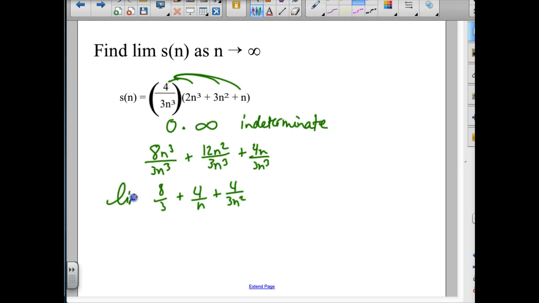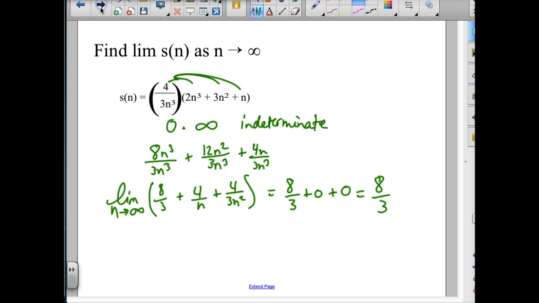And now let's take the limit of that as n approaches infinity. Remember that the limit of a constant is just the constant, no matter what x or n is approaching. Here, 4 over infinity approaches 0, and here 4 over 3 times infinity squared also approaches 0. So our limit is 8/3. So just a review of that, you always want to multiply that in so that you don't have an indeterminate form.